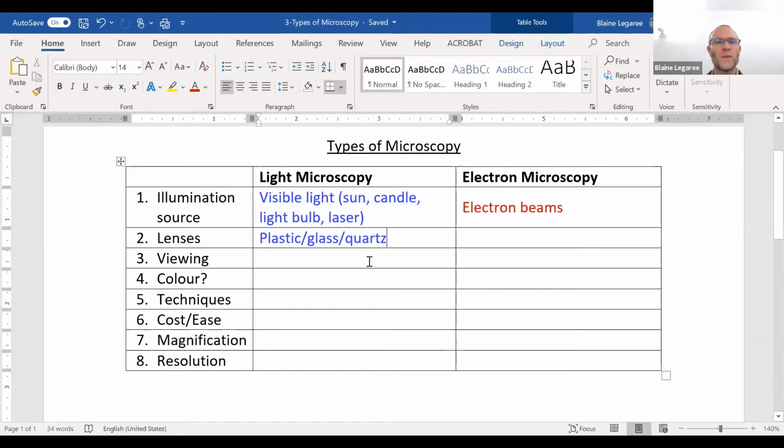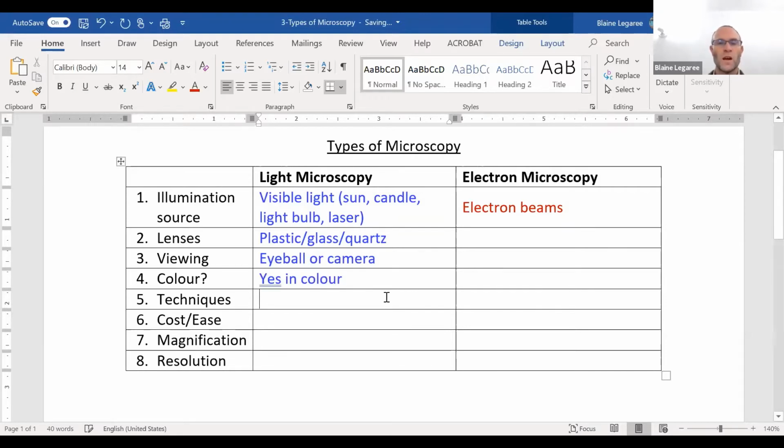All right, number 3, it says viewing. So what do I mean by viewing? It means usually your eyeball. Sometimes you're using a camera. And you'll see, again, when I get to the electron microscope, what I mean in that there's differences between these things. Light microscopy is in color. Yes, it is in color. We'll say yes, in color.